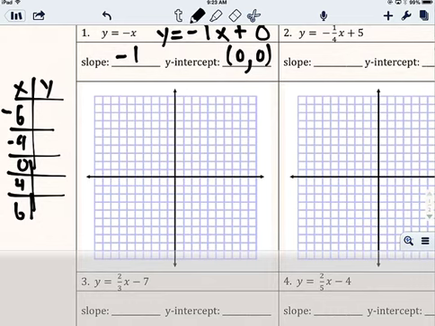So negative 6, its output will be positive 6. Negative 4, its output will be positive 4. 0 will have an output of 0. 4 will have an output of negative 4. And 6 will have an output of negative 6. And so then I can go about graphing these things.